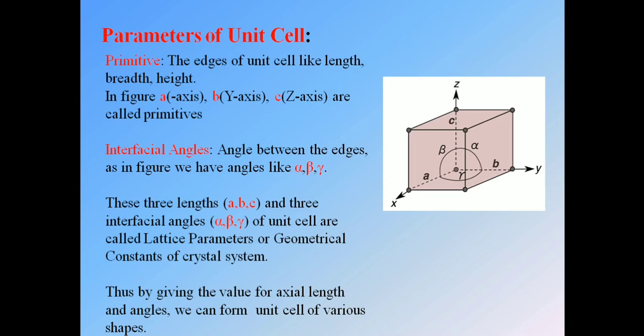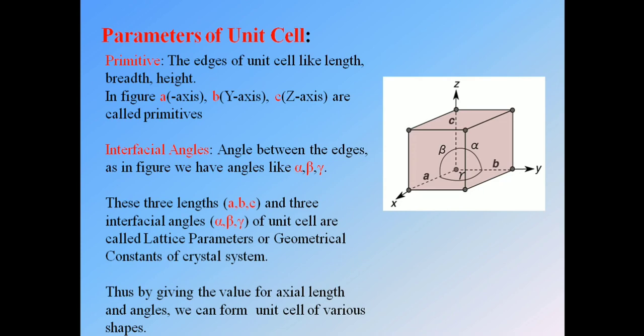In this we only have two things. First is the primitives, the edges of the unit cell, that is x, y, and z direction. That is, in x direction we have a edge, in y direction we have b edge, and in z direction we have c edge. Those three edges, also called as the length, breadth, and height, are combinedly called as the primitives. That is, the edges of unit cell like length, breadth, and height are called as primitives. In the figure we can see as an example A, B, and C.